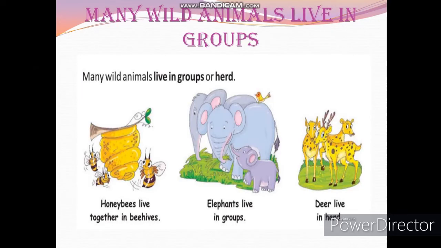Many wild animals live in groups or herds. Honeybees live together in beehives. Elephants live in groups. Deer live in herds.